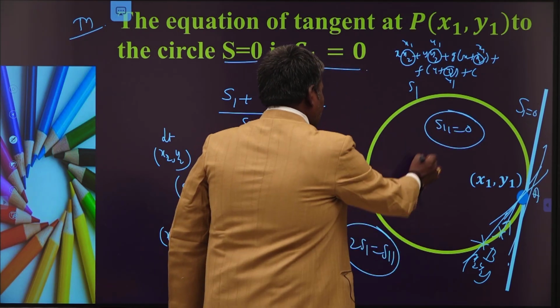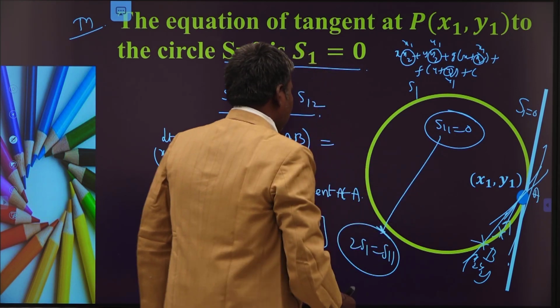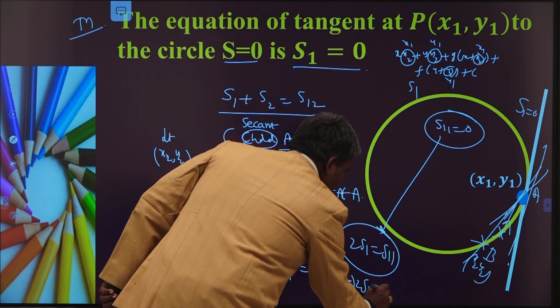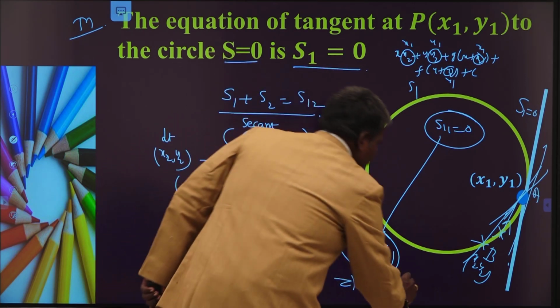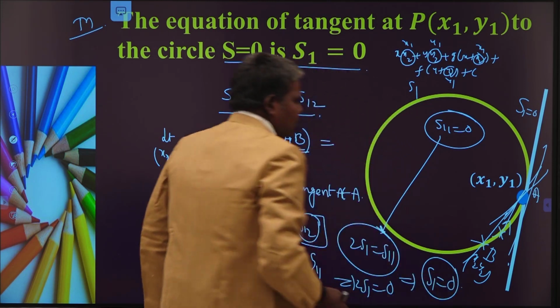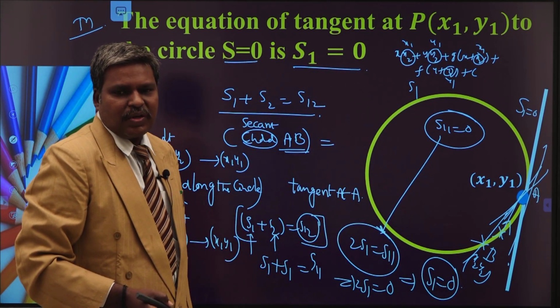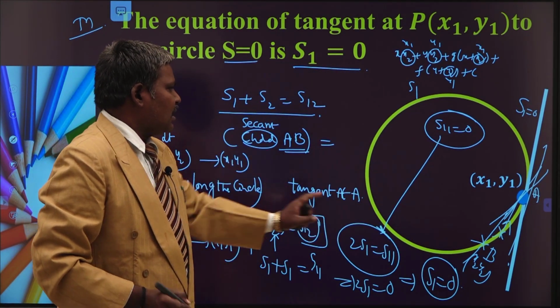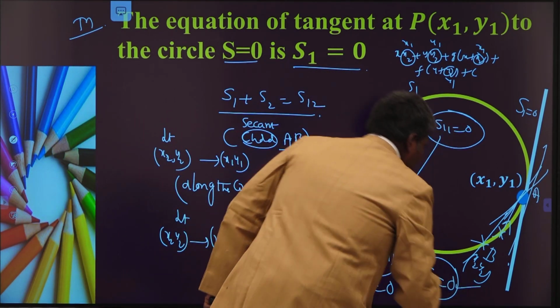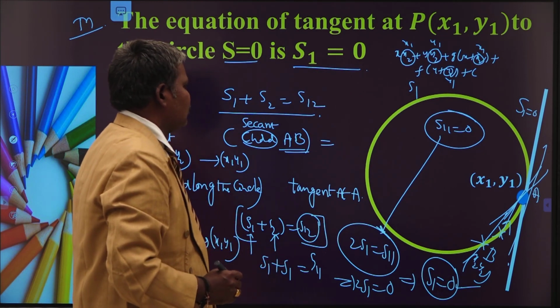So substitute the condition S11 is equal to 0 here itself. We obtain S1 is equal to 0. Because 2S1 equals 0, immediately we have S1 equal to 0. The equation of tangent at (x1, y1) to the circle S is equal to 0. Very, very important formula for you. This is S1 is equal to 0.